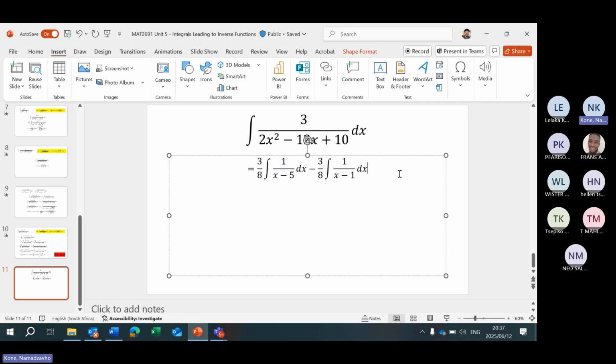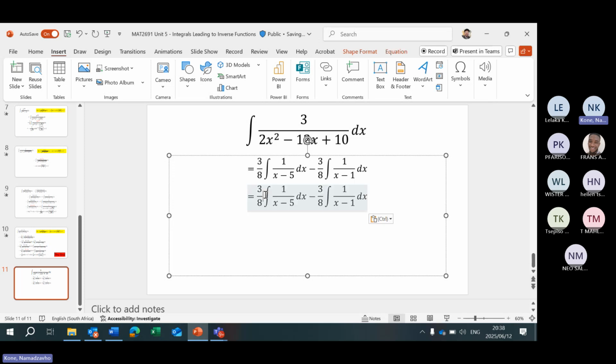And now this is rule number 3, because the derivative of x minus 5 is 1. The derivative of x minus 1 is 1. So this is actually equal to, so that I can use the equation editor, I can just put it back here.